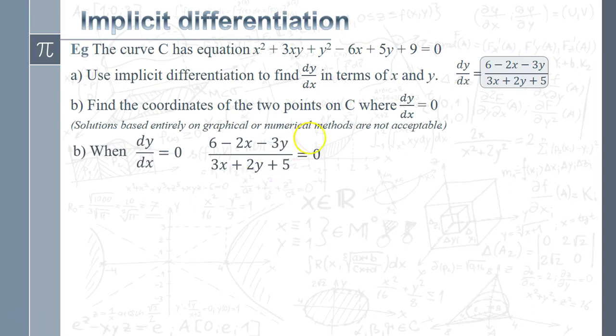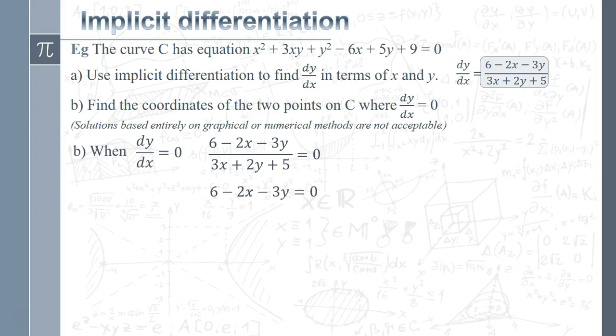And the first obvious step to do would be to take that bit over to the other side. And the nice thing about that is when we move that over to the other side, it's just going to become 0, because 0 times 3x plus 2y plus 5 is still just 0. So that makes life nice and simple.